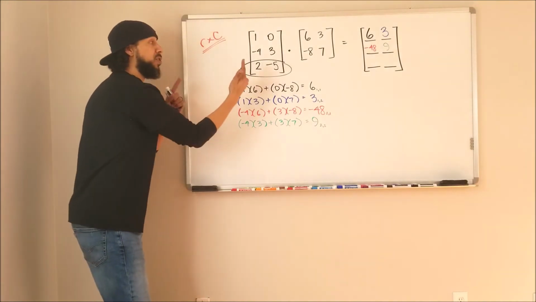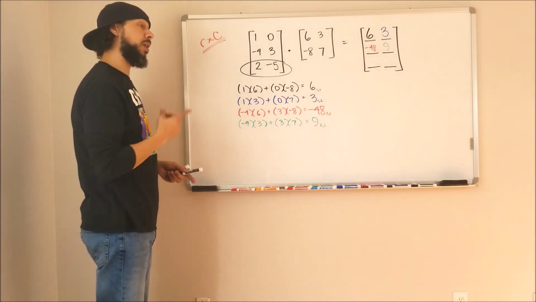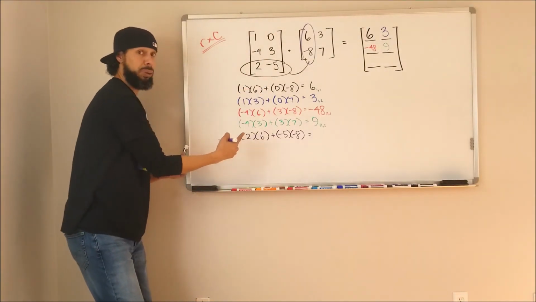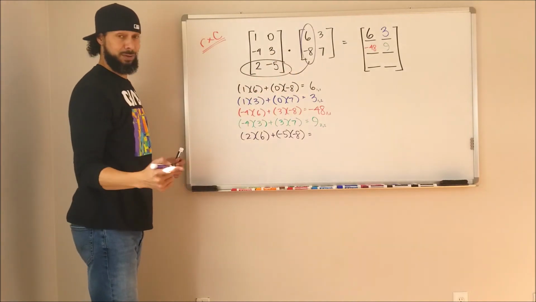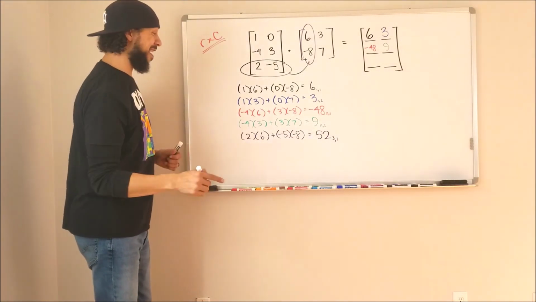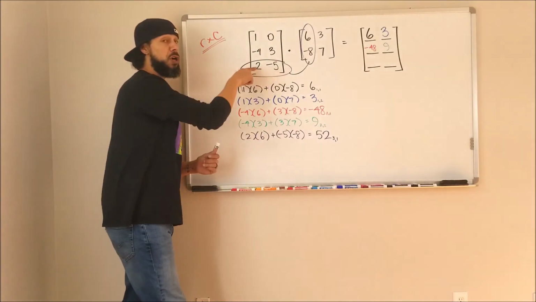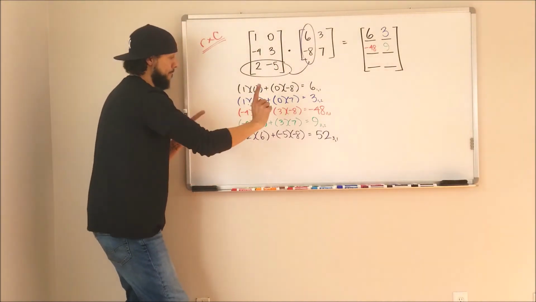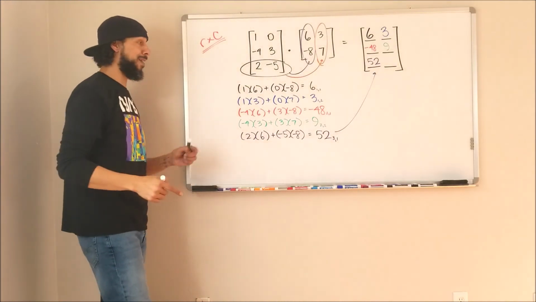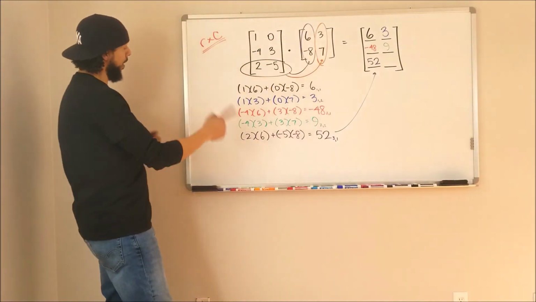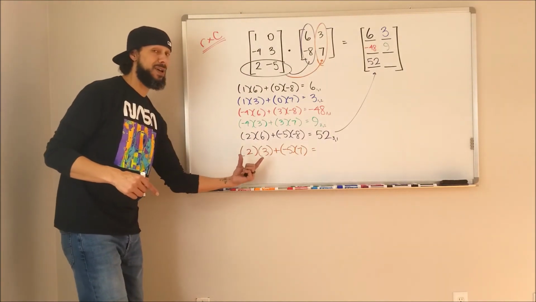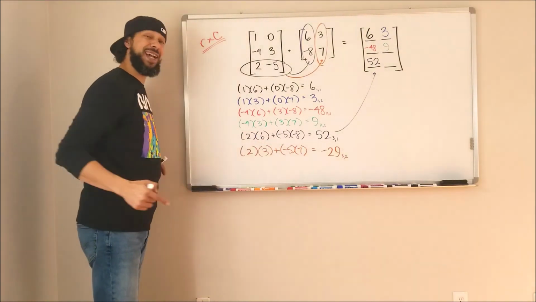All right, down to the last row. Now I need to multiply this row times, you got it, the first column. First number times first number plus second number times second number. What is 12 plus 40? 52. Since I did the third row times the first column, we put that 52 in the third row, first column. All right, last one: third row, second column. Let's work out this little bit of math. 6 plus -35 is -29.